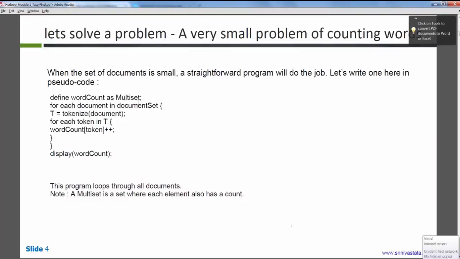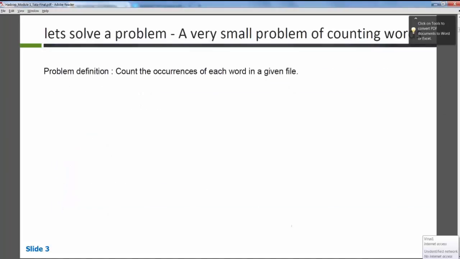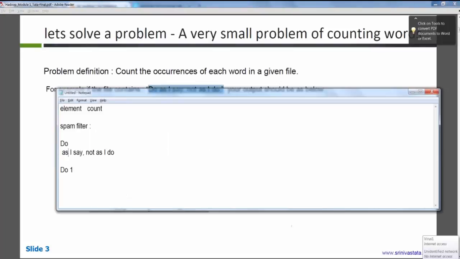Define word count as a multiset. For each document in the document set, take one document and tokenize. Have you seen the tokenize function in Java? What will tokenize do? It will break all the words from that. For "do as I say, not as I do", tokenize will divide it word by word like this. Am I correct? Yes.